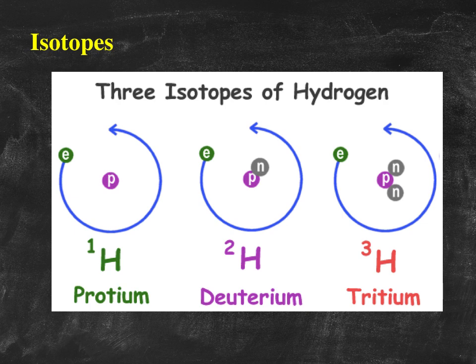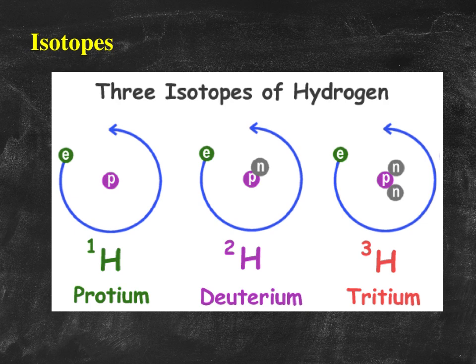All atoms of an element have the same number of protons, but they can differ in the number of neutrons. Isotope is a term given to two atoms of an element that differ in the number of neutrons. Radioactive isotopes decay spontaneously, giving off particles and energy.